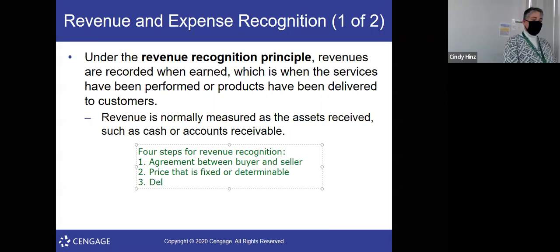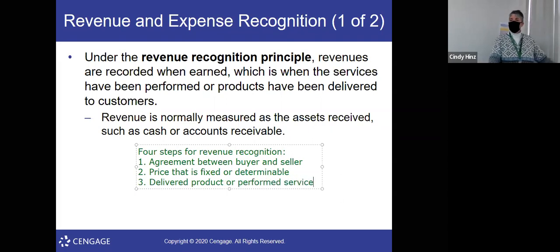We have to have delivered the product or performed the service, whatever we're selling to them. How do we know if we've delivered the product? Well, it's part of the agreement between the buyer and the seller. At what point is it considered delivered?